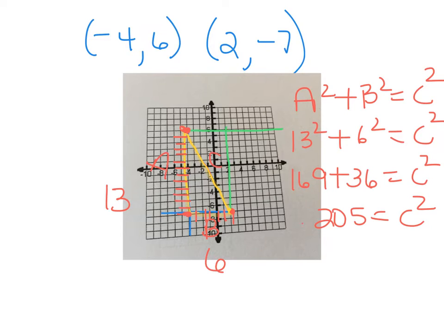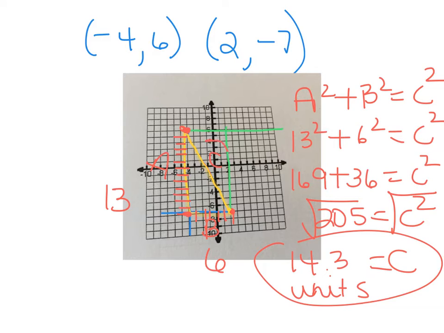And of course I have to remember to take the square root of 205, and I come up with 14.3178 dot dot dot. So if I round to the nearest tenth, C is 14.3 units. So what I just found out is my hypotenuse, or my distance between my two given points, was 14.3 units.